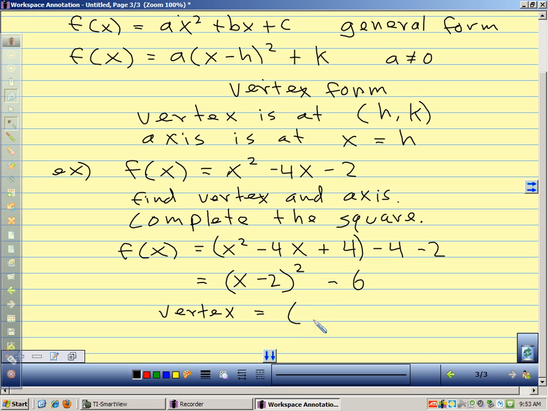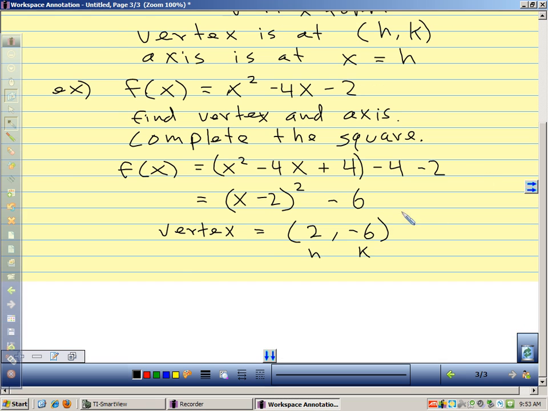Is it positive 2 or negative 2? Positive 2, because our form here is x minus h. So x minus 2, so h is 2. So our vertex is 2, and k is negative 6. This is h, and this is k. So our vertex is at negative 2, I'm sorry, 2, negative 6, and our axis is at x equals 2.